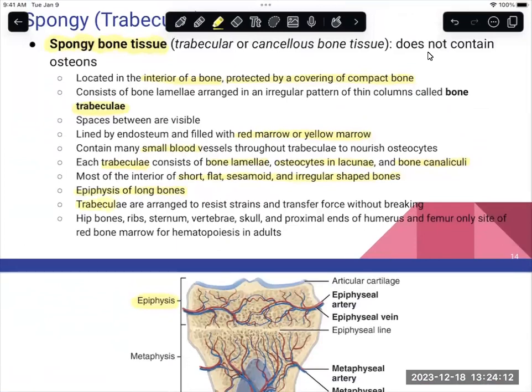Why are these trabeculae so important? They help resist strains and help with the transfer of different forces when you try to move without breaking that bone. Spongy bone may not look like it's very strong, but it's extremely strong, which is why it helps to protect those ends of those bones.